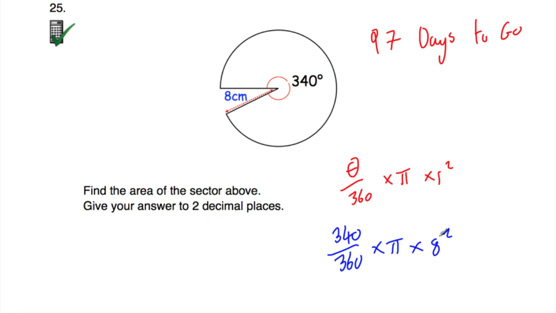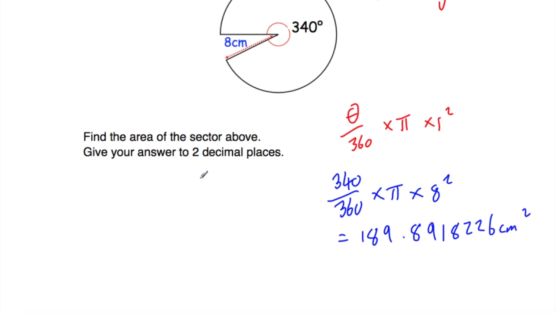So let's do that. And when we do that, we get an answer of 189.89182226 centimeters squared. But let's round that. We want to round it to 2 decimal places. That'll be 189.89 centimeters squared to 2 decimal places, and that's it. And if you got that, well done.